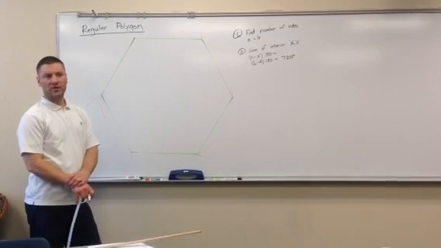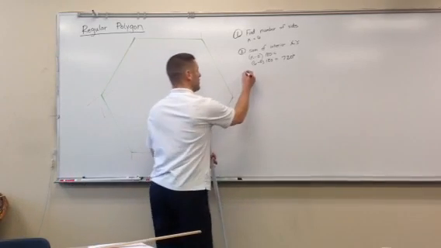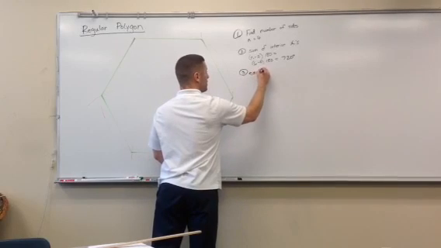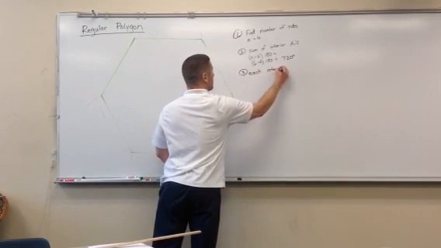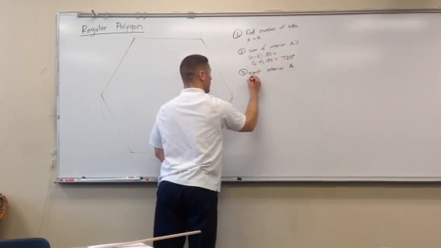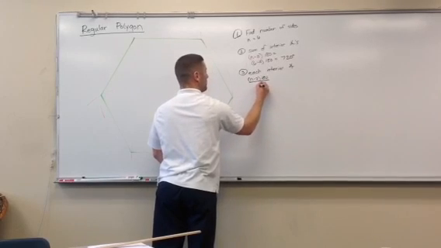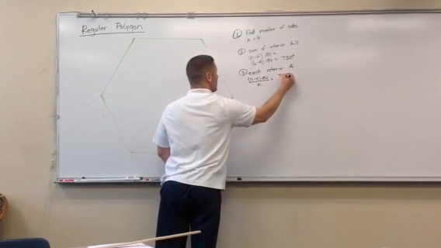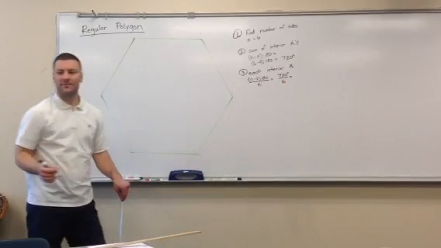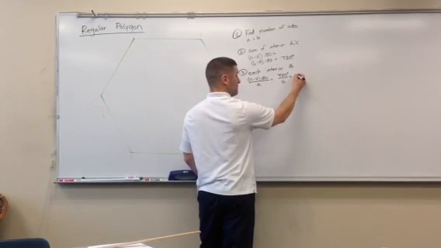How would I find each angle? Wait, why would you take your minus 2 again? Divide by 6. That's the formula. Number 3, we're going to find each interior angle. Each interior angle is that answer, n minus 2 times 180, whatever you get out of that, divided by the number of sides. In this case, that's 720 degrees divided by the number of sides, 6. 720 divided by 6 is?